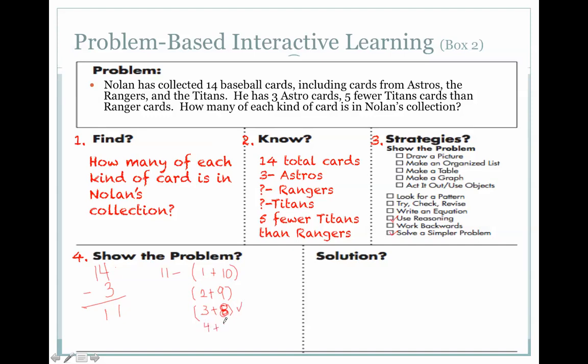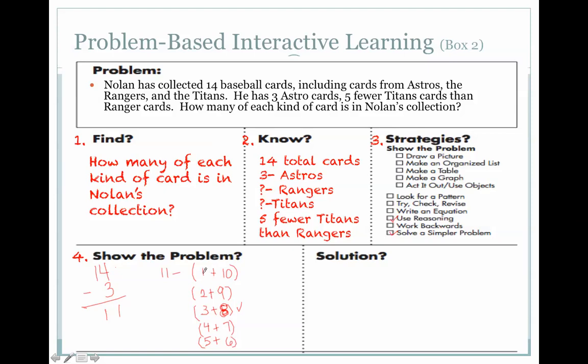4 plus 7. Is 4 5 fewer than 7? No, it's 3 fewer, so it's not that one. Okay, 1, 2, 3, 4. 5 plus 6. Is 5 5 fewer than 6? No, it's 1 fewer. So it's not that one either.